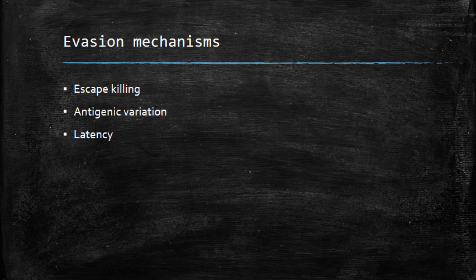The evasion mechanisms. Many different mechanisms have evolved in different organisms, but today I will only be talking about three common mechanisms used, which are escape killing, antigenic variation, in which the pathogens alter their surface protein to evade the immune response, and latency, which means existing but not yet well developed.